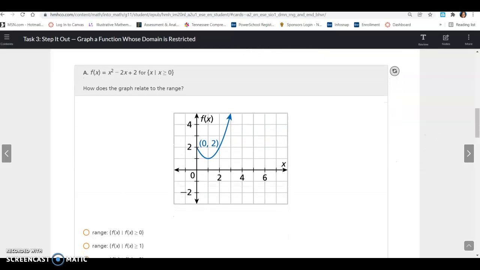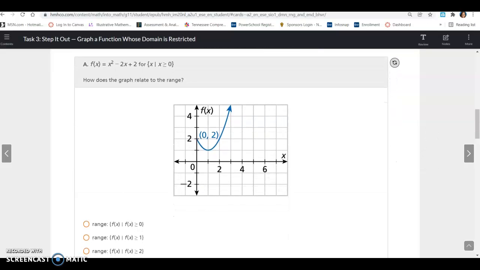Alright, so it says f of x equals x squared minus 2x plus 2 for all x such that x is greater than or equal to 0. So this is a parabola, but they're going to terminate it. They only want to look at the function when it's greater than or equal to 0. So here's 0. So everything greater than or equal to 0 on the x-axis, that's our domain. Okay? Alright, so now it says what is the range?